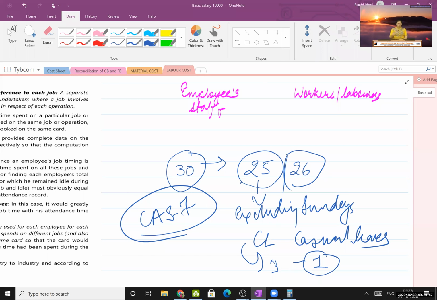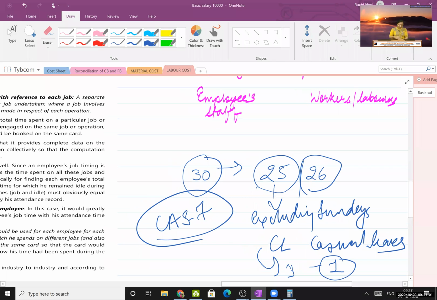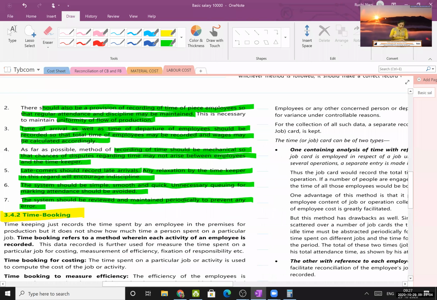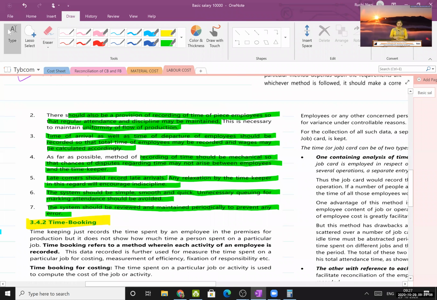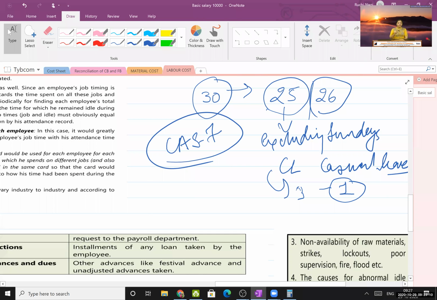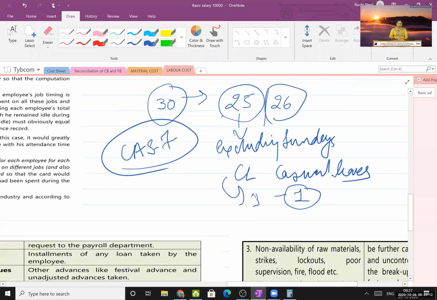These things are very important when you are calculating wages of your employees. As it is clearly said, absenteeism should be recorded, and late coming should be recorded. That is why timekeeping is a very essential technique, a must technique.